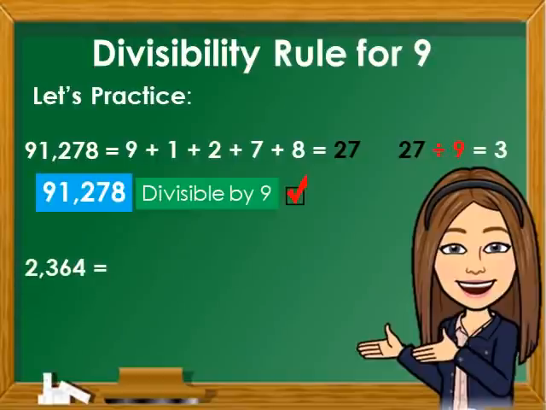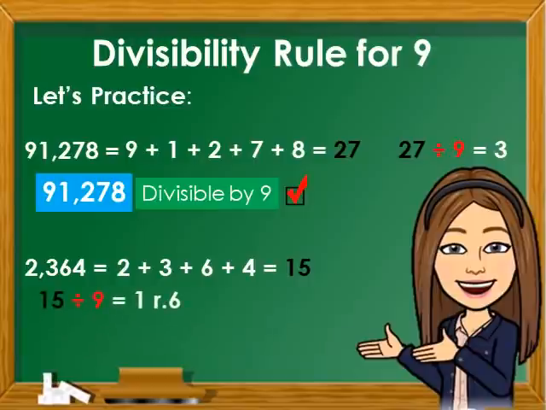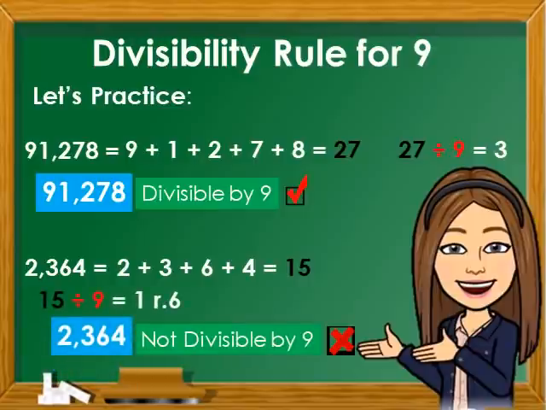2,364. Let's add the digits of 2,364. 2 plus 3 plus 6 plus 4 equals 15. So the sum of the digits is 15. Can 15 be divided by 9 without remainder? No, there is a remainder. So 2,364 is not divisible by 9.